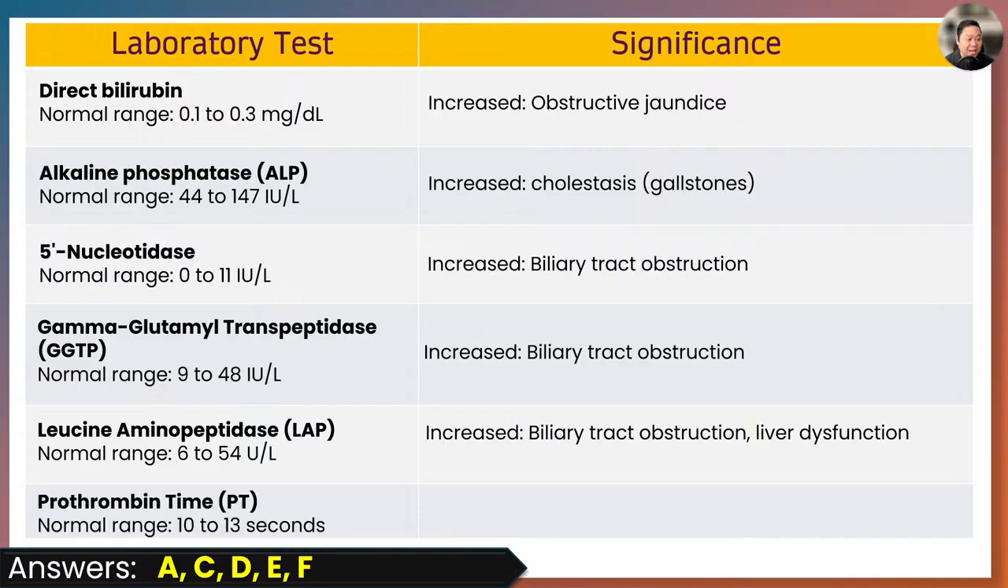So we have the prothrombin time. Normally, it ranges from 10 to 13 seconds. And this is going to measure the time it takes for blood to clot. Now, this is going to be prolonged or increased if there is coagulation dysfunction.